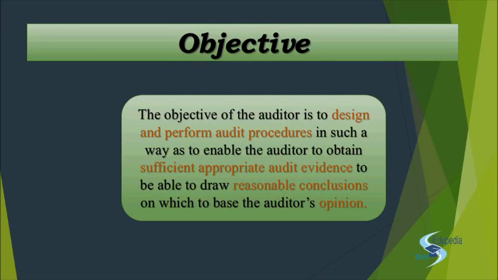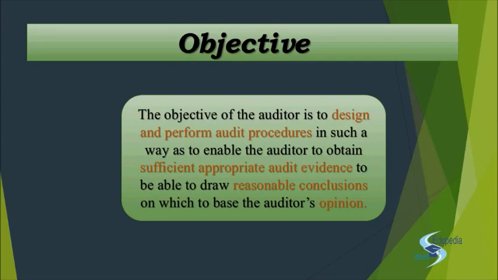So why does he want to draw a reasonable conclusion? Because his ultimate objective is to give an opinion on the financial statement, right? That is his prime objective, his pervasive objective of performing an audit. So ultimately the objective of SA 500 would lead to meeting the overall objective of the audit, right?